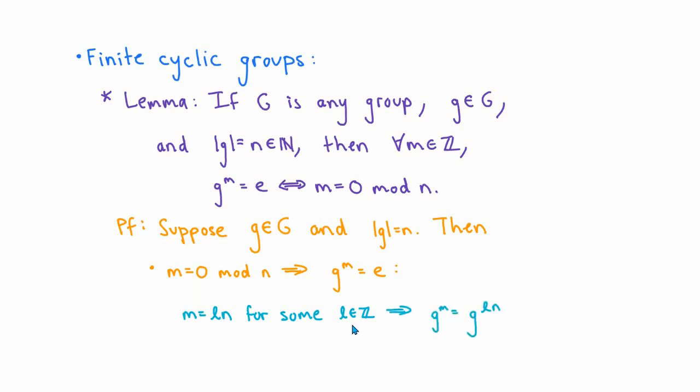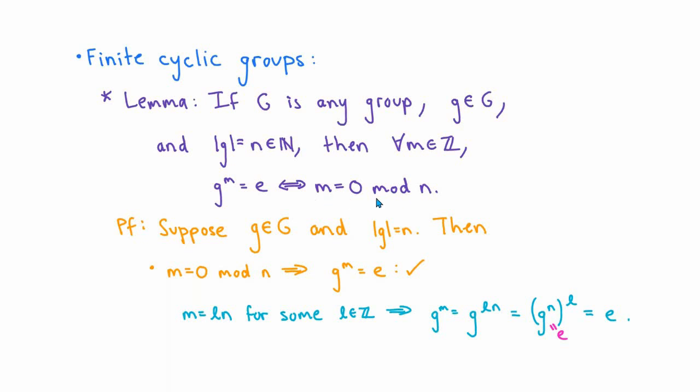But then by properties of exponentials we have that g to the m, which is g to the Ln, can also be written as g to the n to the L power. Now since n is the order of the element g, we know that g to the n is the identity element, so the expression on the right-hand side is the identity element, and that's exactly what we wanted to show.